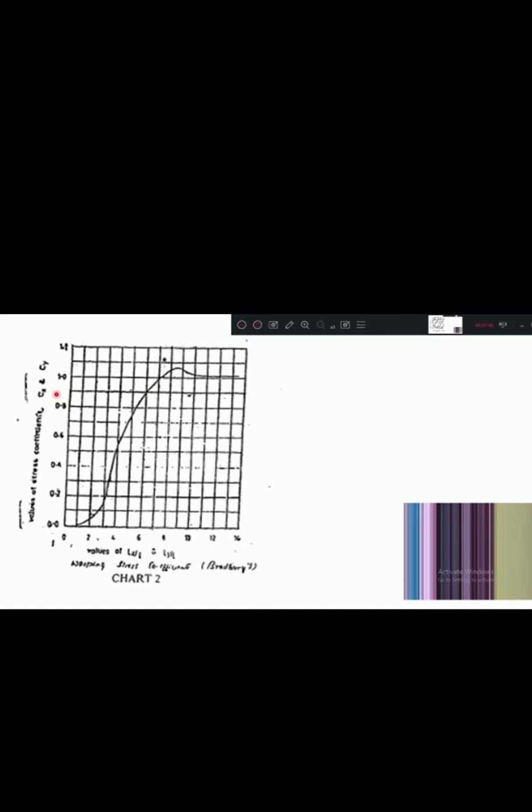So like this you can find all the stresses from the given formulas: Westergaard's equation, modified Westergaard's equation, temperature stress, frictional stress, and given charts. So please practice these formulas, and in the next presentation we'll see some of the examination problems.